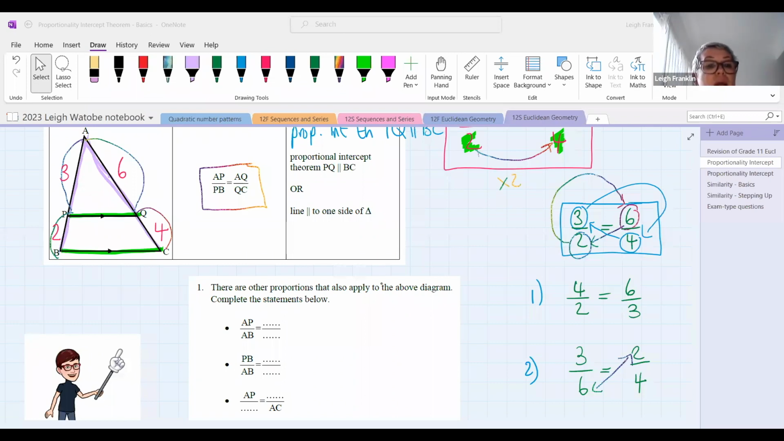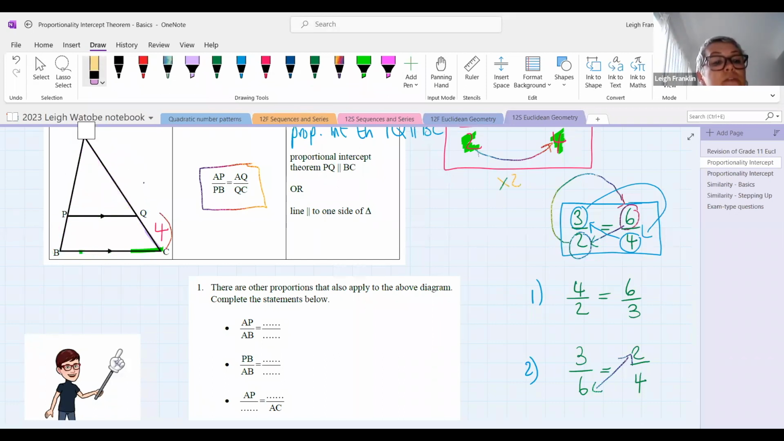Okay. So, other proportions that we can make. Let me do the first one with you and let's see if you could maybe do the second one on your own. So again, we're looking at the same diagram that we were looking at earlier. I'm just clearing this out of the way so that it's a little bit clearer. Okay, AP. So now what they've done is they've taken AP. So AP is this side over here, and they've put it over AB, the whole side. So in other words, that whole side.